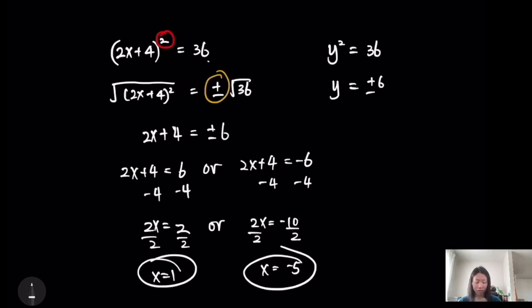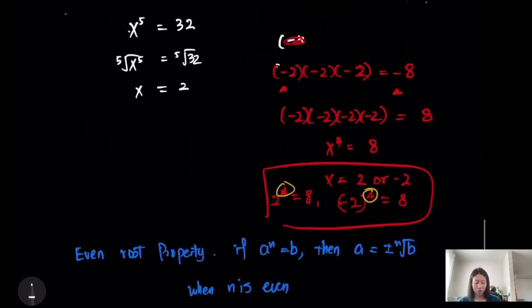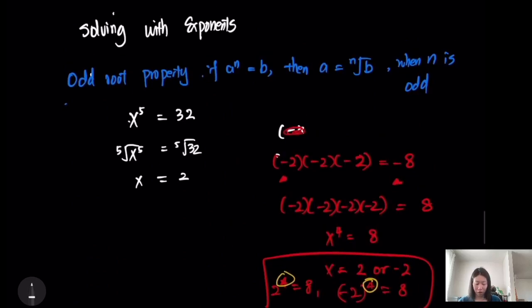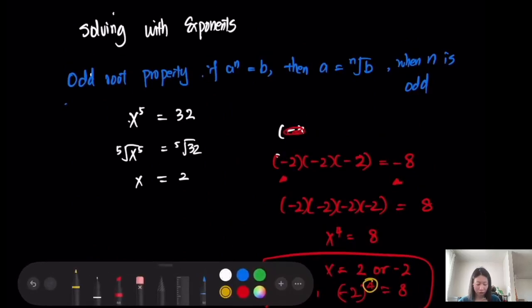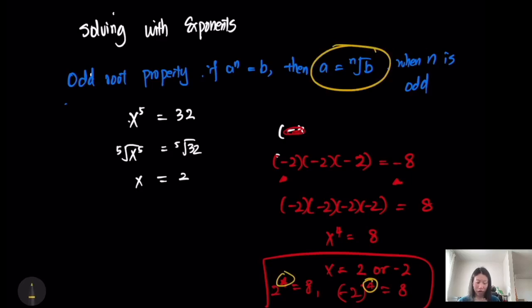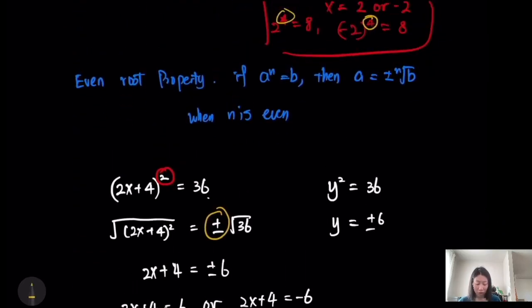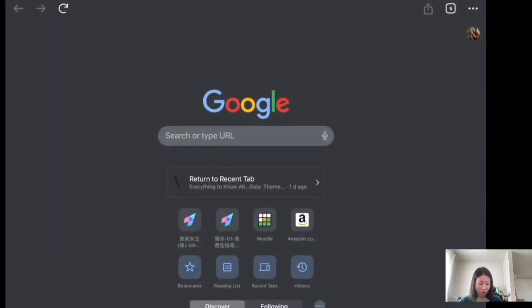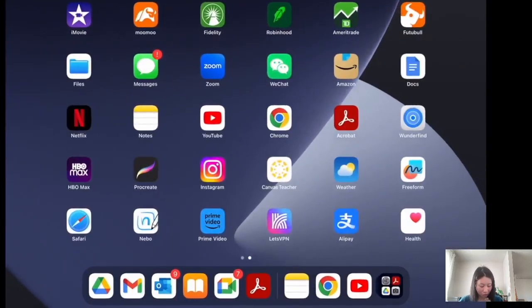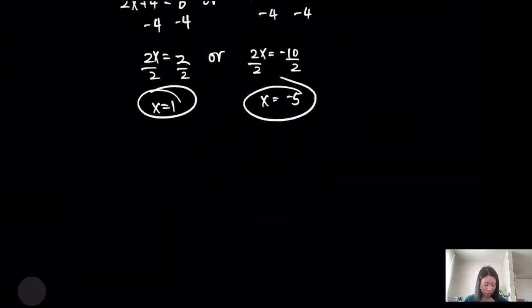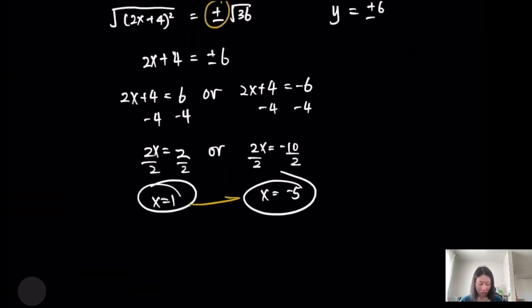That's very important. So for the odd root property, you will end up with one solution because the signs align. But for the even root property, you will end up with two solutions, a positive one or a negative one. So that means when you're solving the equation, you will have two solutions.